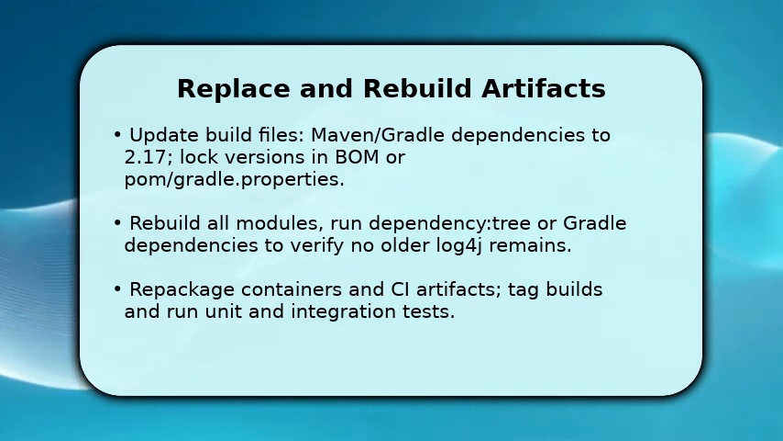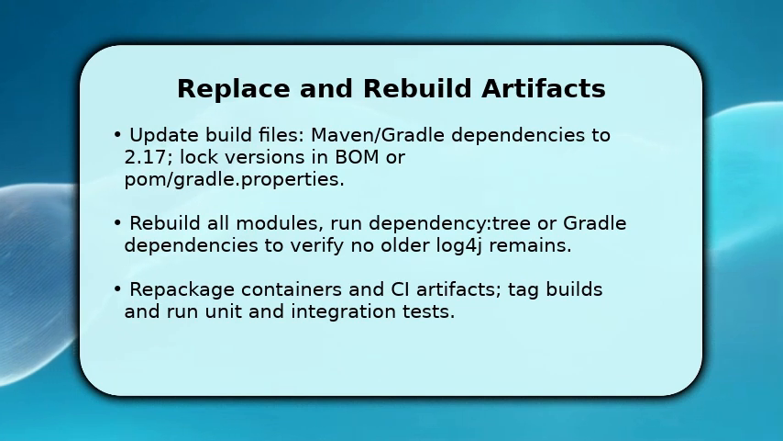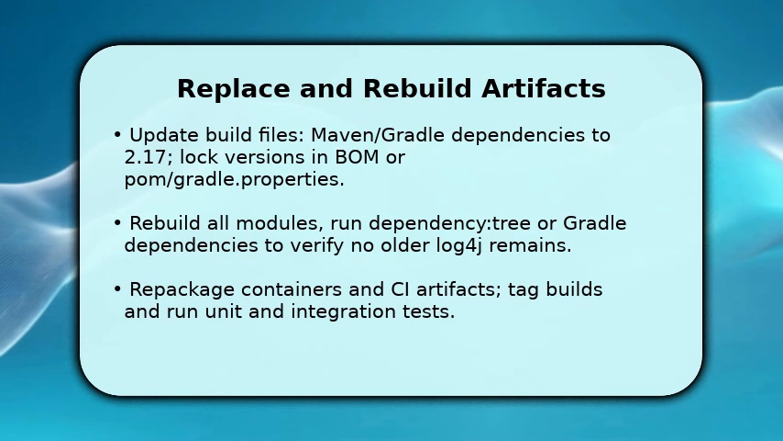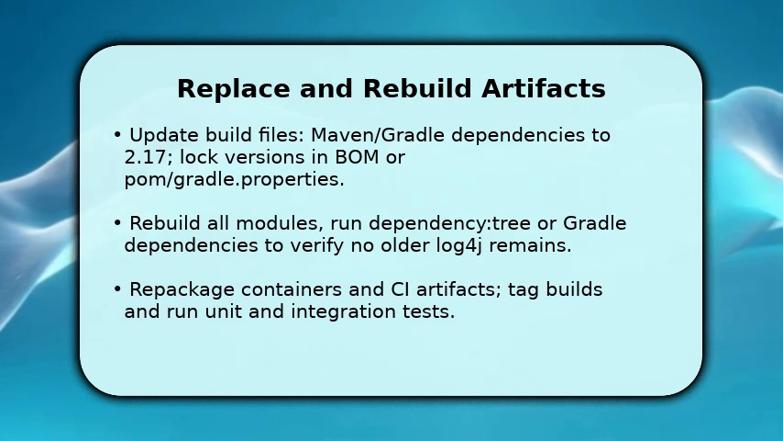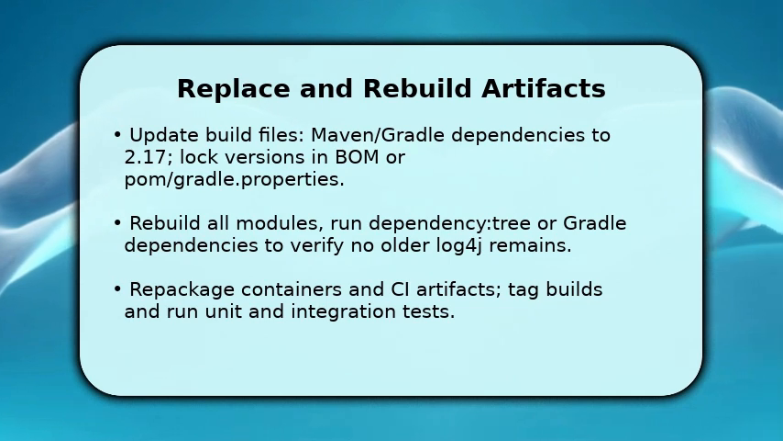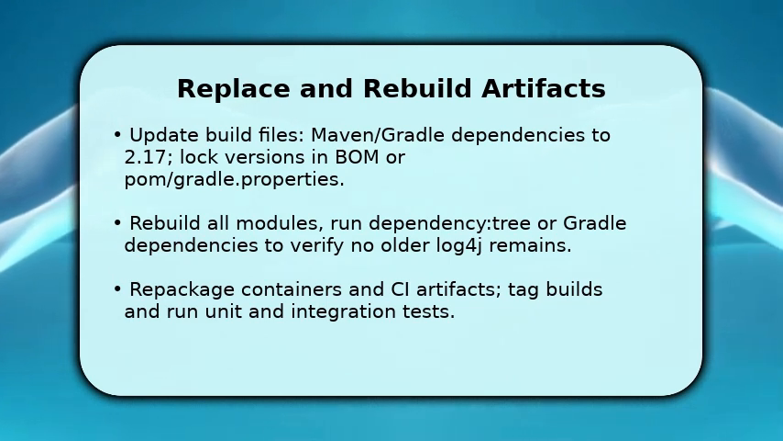Then rebuild every module and inspect dependency trees to confirm only 2.17 appears. Once rebuilt, repackage Docker images and CI artifacts, tag them clearly, and run unit plus integration tests. This step ensures runtime classes match compile time expectations and avoids class loader conflicts.